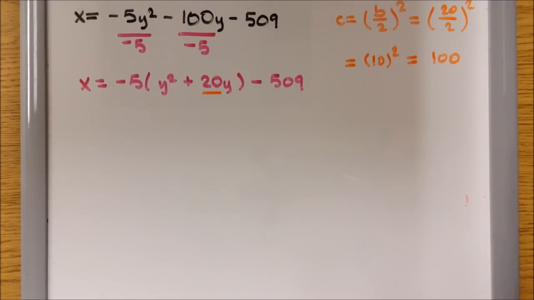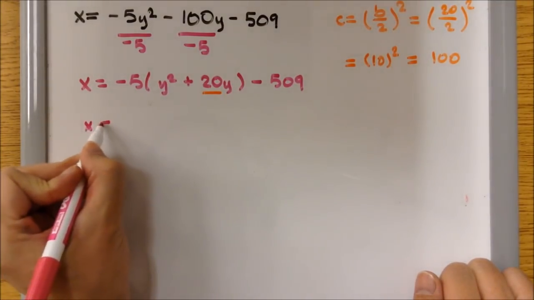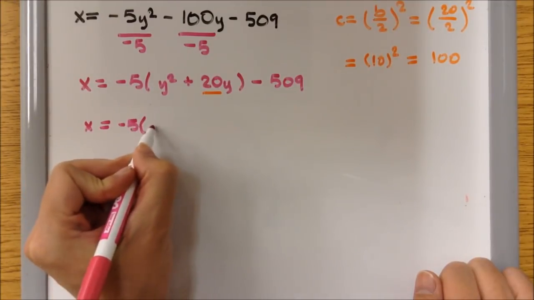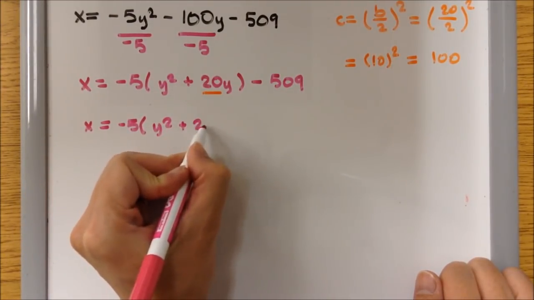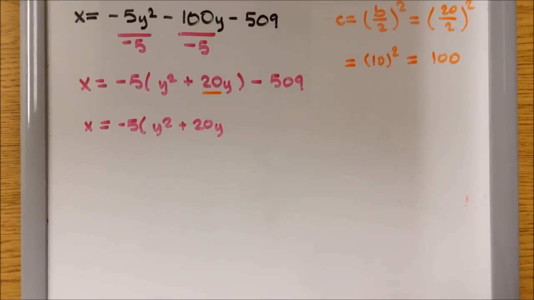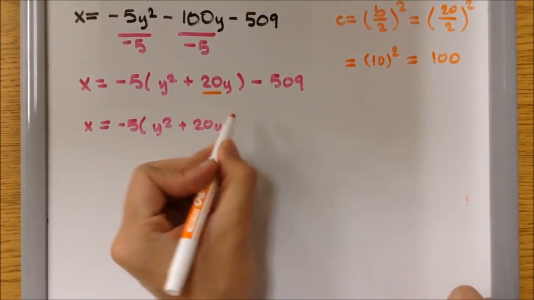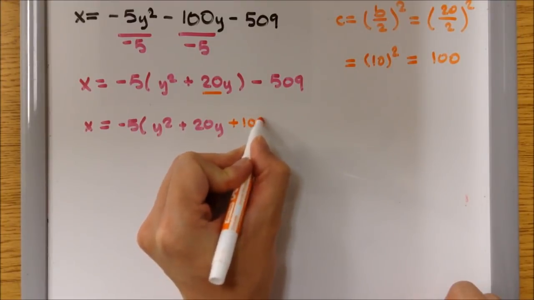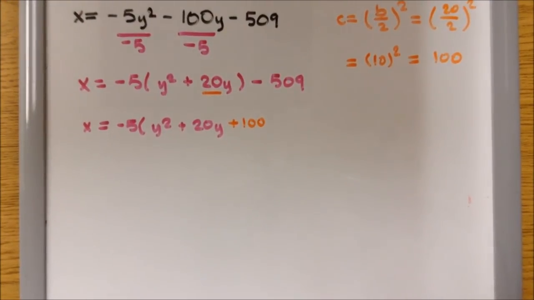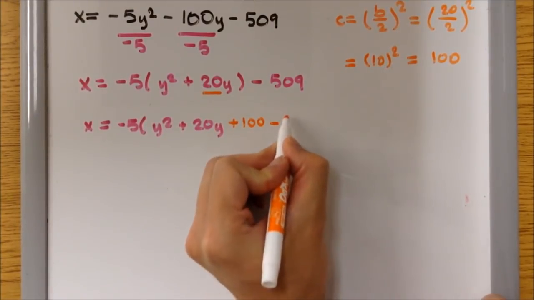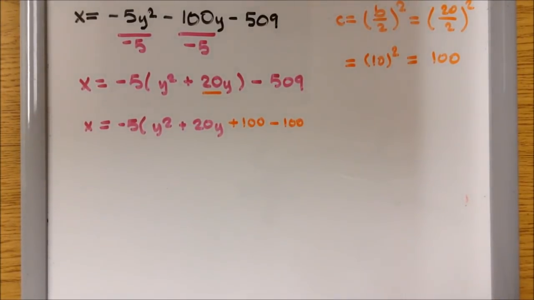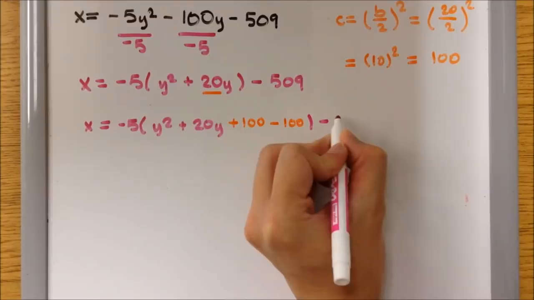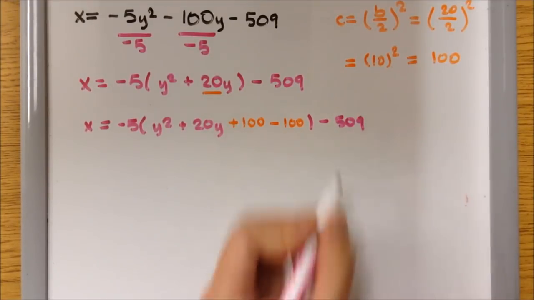So now it's going to be x equals negative 5 on the outside, the y squared plus 20y, and then I'm going to include plus 100. Now since I added in plus 100, I have to include its opposite, so minus 100. Close parenthesis, and then minus 509.